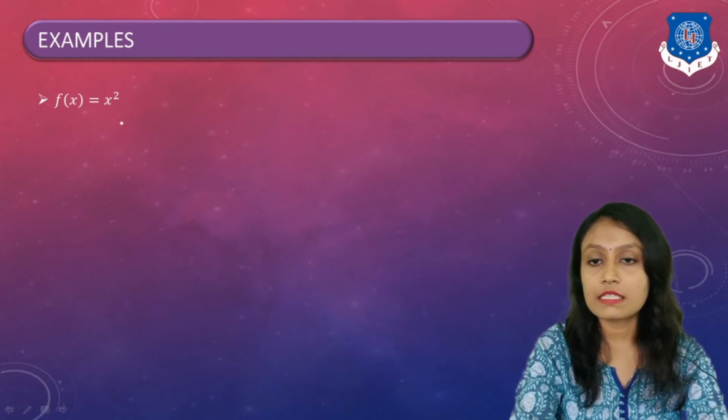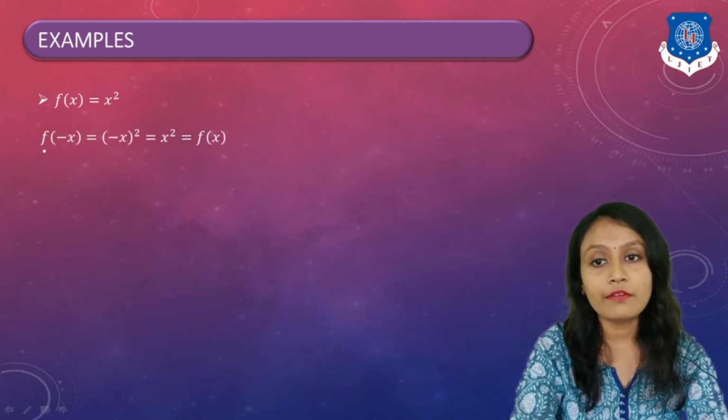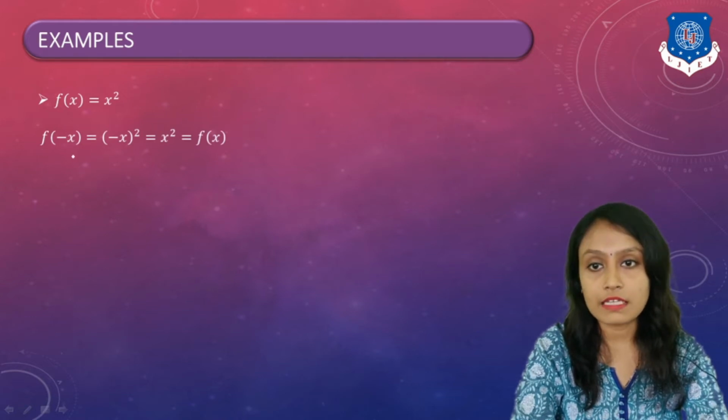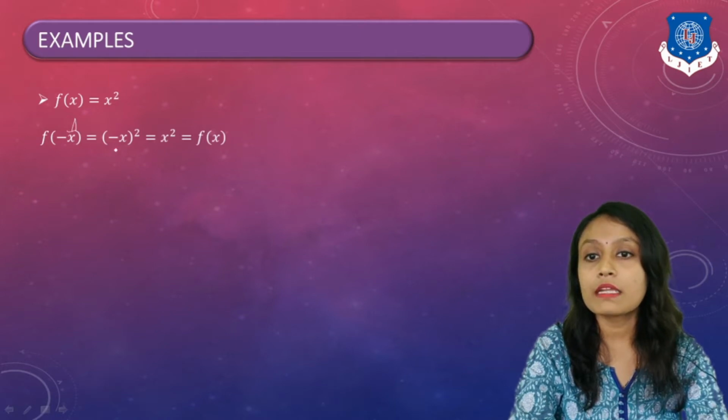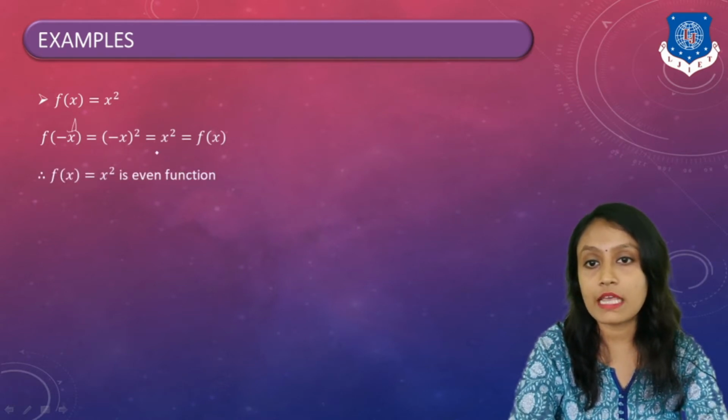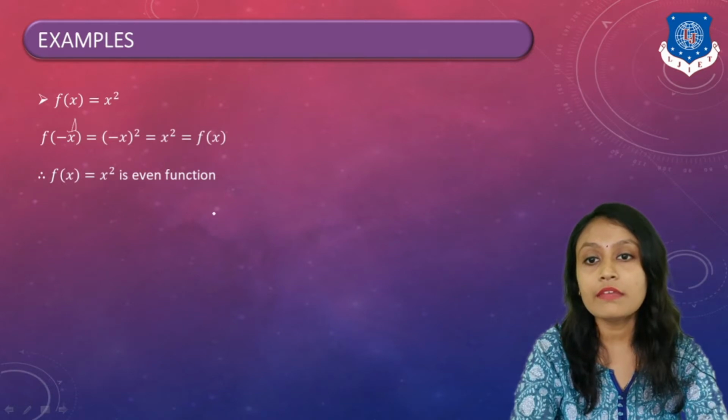Let's see an example. Firstly, f(x) is equal to x square. Here we will check whether this function is even or odd. For that we have to substitute f(-x). In place of x we will substitute minus x, so you will get (-x) whole square, that is x square. So here we have f(-x) is equal to f(x). Therefore function f(x) equal to x square is known as even function.